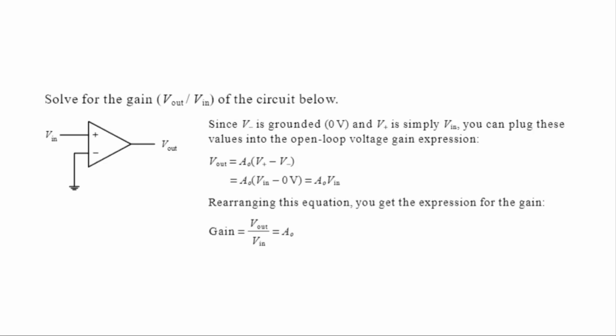I have an example here. Since the inverting input, V negative, is grounded and is thus 0 volts, and V positive is V in, you can plug these values into the open loop voltage gain expression. Rearranging this, you can find the expression for the gain, which ends up being V out over V in.